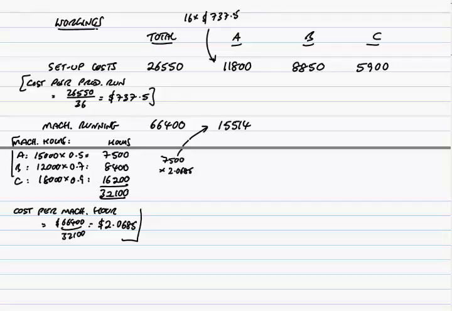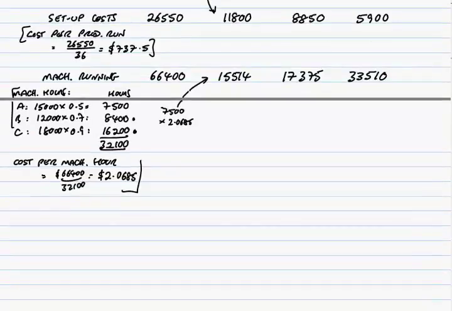In a similar way for B, in total, it's 8,400 hours at 2.0685 comes to 17,375. And finally C, 16,200 hours, 2.0685 is a total of 33,510. Okay, that was machine running costs.